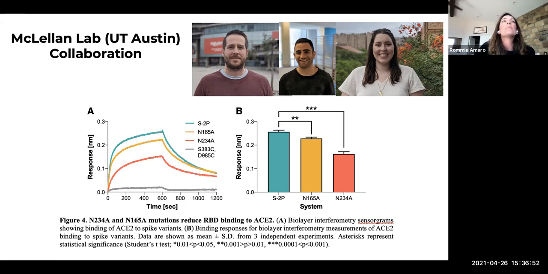And so I'm probably going to run out of time. I'm not going to be able to tell you too much about that. But this turns out to be a really, really important mutation to this spike, which we can talk about later. But so this was our sort of wild type positive control.